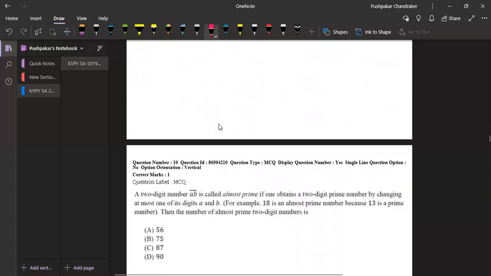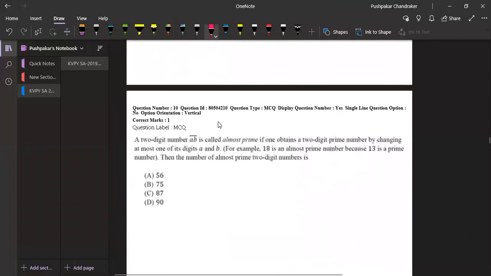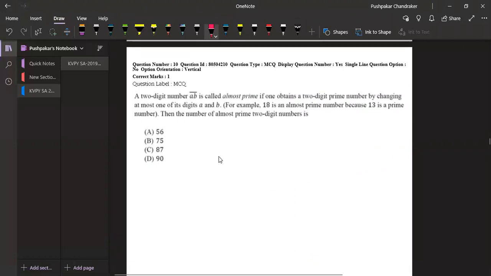Okay. So let us go to the next problem. Question number 10. A two-digit number AB is called almost prime if one obtains a two-digit prime number by changing at most one of its digits. At most one of its digits means you can change only one of the digits. They're giving one example also. This is a very easy question.